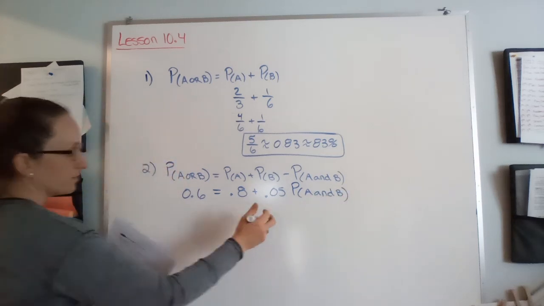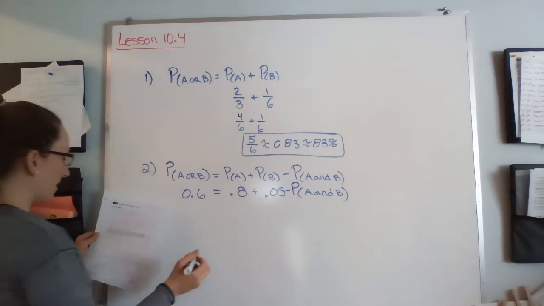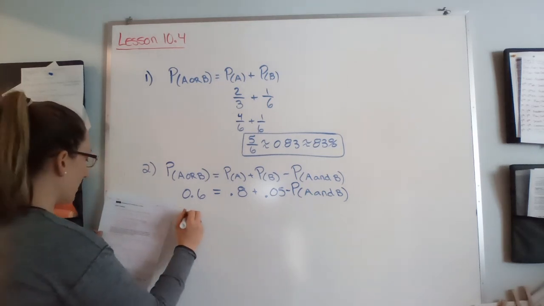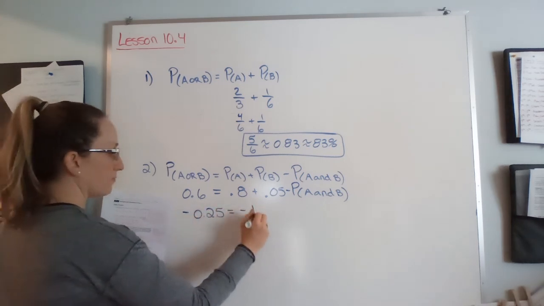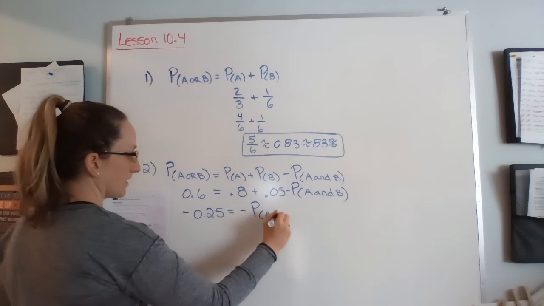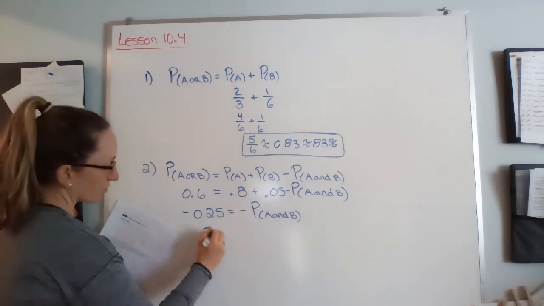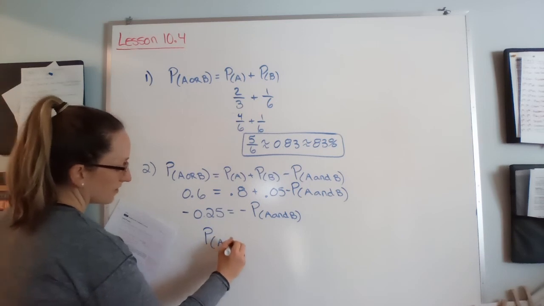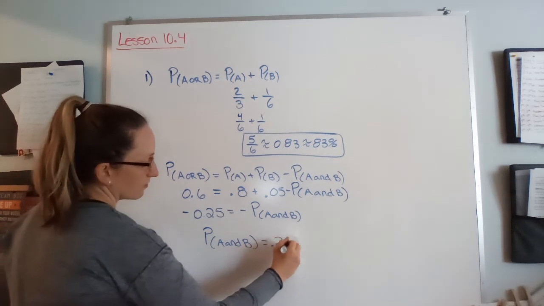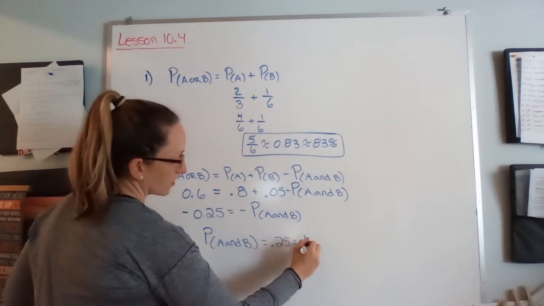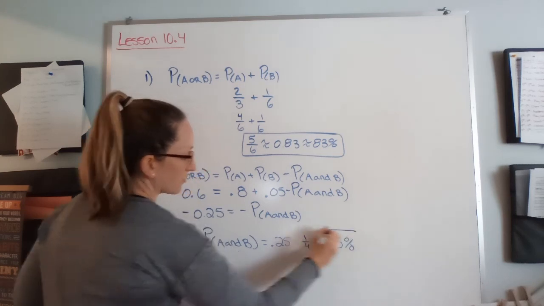Okay. So you're going to add, oh, I forgot my minus sign, sorry guys. You're going to add and move it to the other side. So you're going to have negative 0.25 is equal to negative probability of A and B. Divide both sides by that negative, and you're left with the probability of A and B is equal to 0.25, which we know is 1/4 or 25%, depending again on how the directions say you should leave your answer.